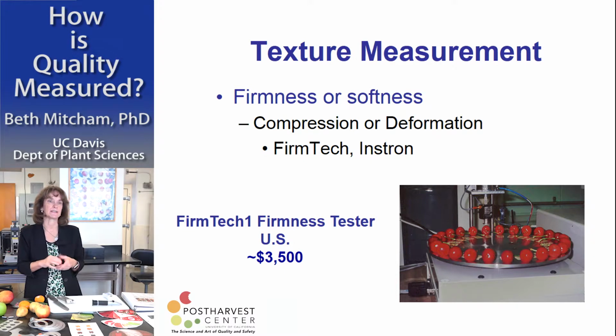And there are machines like the Firmtech shown in this picture that can measure that compression automatically. So it has a load cell, and it gently compresses the fruit, and then gives you a reading as to how much the fruit resisted that compression. So that's also very useful, and that Firmtech device is best for small round fruit because of the turntable device that is part of the unit. So it's great for blueberries, for cherry tomatoes, and for sweet cherries.